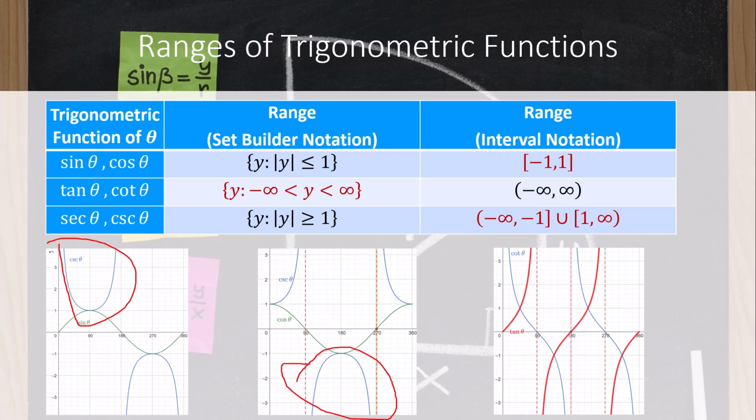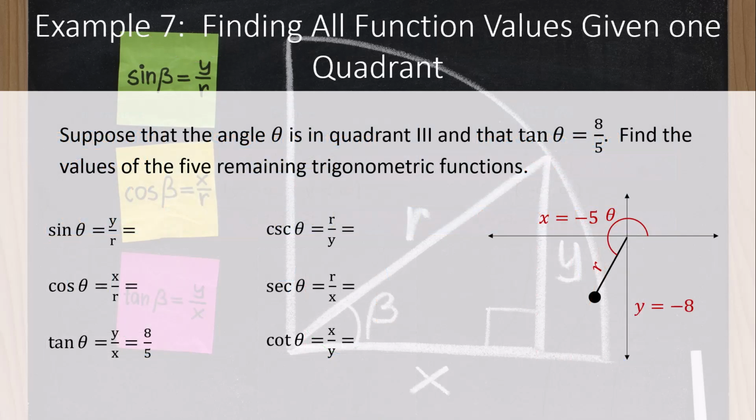The last thing I want to leave you with is this one example. Here, we have an angle that is in quadrant 3. What does quadrant 3 tell you? Quadrant 3 tells you that x must be less than 0 and y must be less than 0. That's what quadrant 3 implies. And our tangent is equal to 5/8. Remember, tangent is basically nothing more than y over x. And we want to find the values of the 5 remaining trigonometric functions.